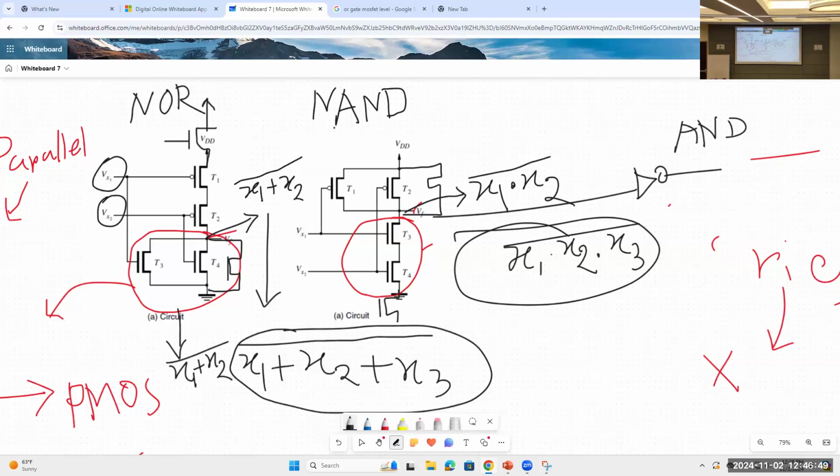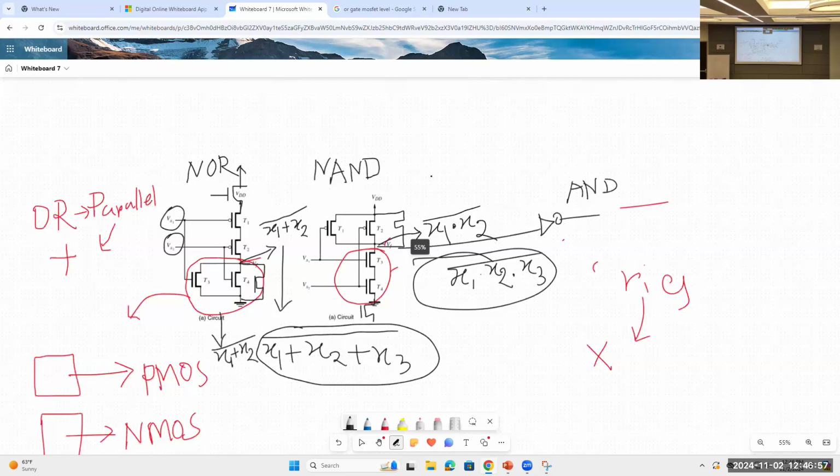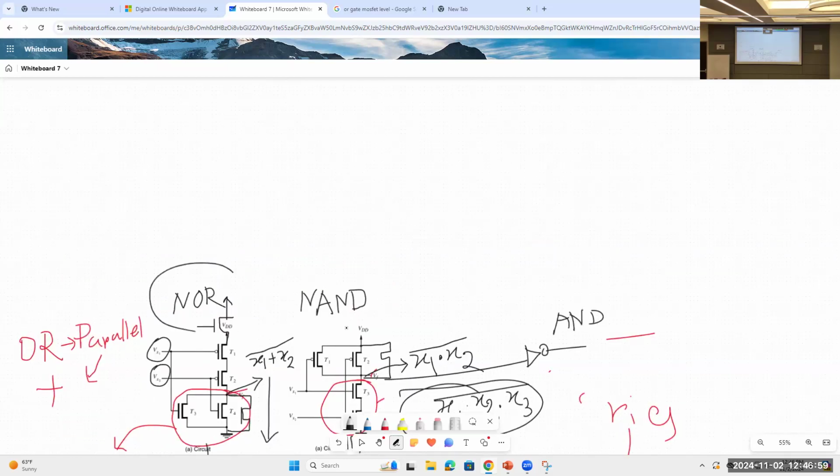So that's why NOR and NAND are called universal gates. Let me write this because this is very important. Because using NOR and NAND, you can make any function, and this is called universal. These two are called universal gates.